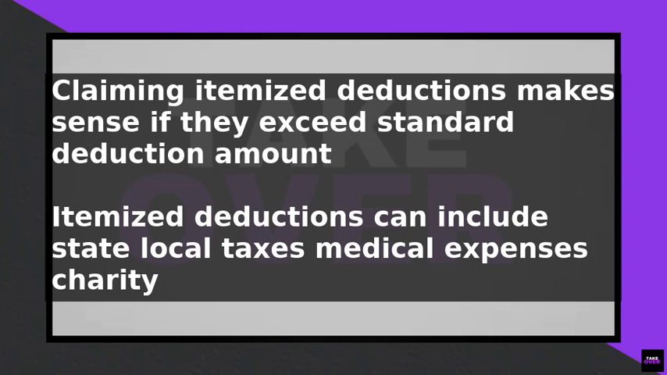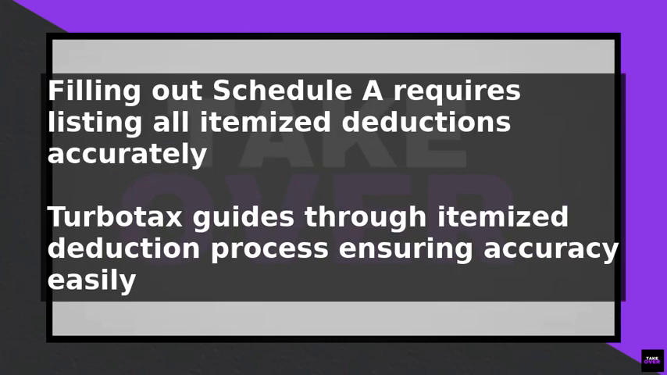To itemize deductions, you will need to fill out Schedule A of your tax return. This form requires you to list all your itemized deductions, including mortgage interest, property taxes, and charitable donations. You can use TurboTax to guide you through this process and ensure accuracy.